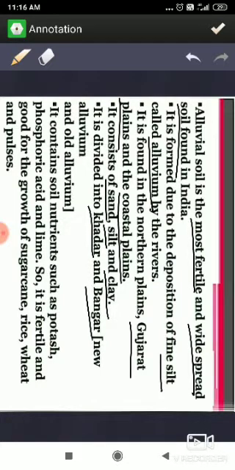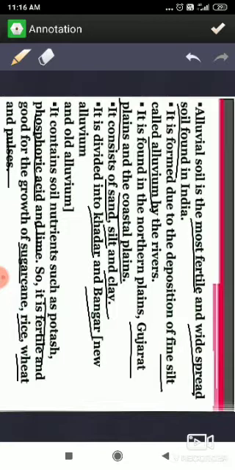Khadar contains fine particles of soil and Bangar contains pebble-like structures. It contains soil nutrients such as potash, phosphoric acid and lime. So it is fertile and good for the growth of sugarcane, rice, wheat and pulses. These types of crops can be extensively cultivated in alluvial soil, and alluvial soil is ideal for cultivation of all the types of crops that we have under agricultural practices in India.